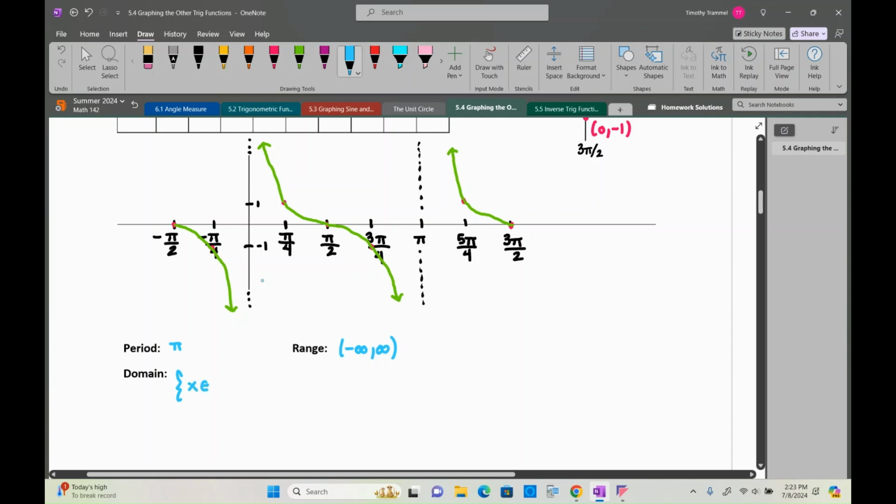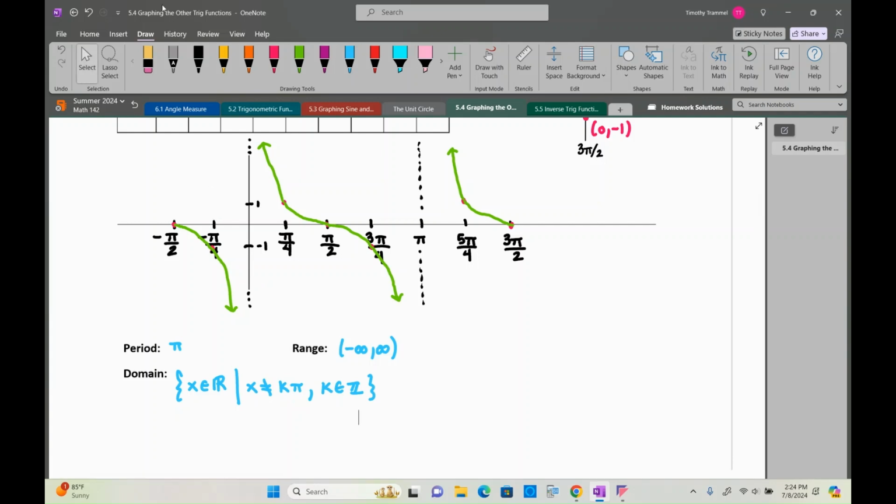So that E thing means in. So I'm saying X is in the set of real numbers such that, is what this vertical bar means. And I want to say that I do not want X to be a multiple of pi. Those are the values we're excluding from our domain. There we go.